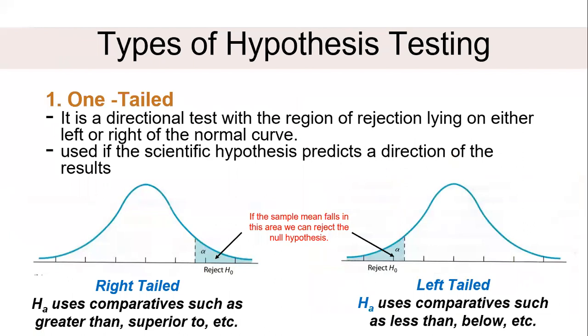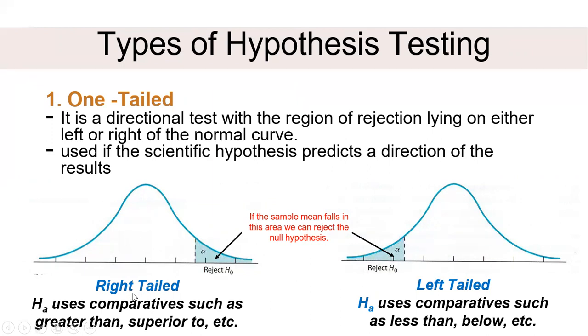Let's talk about one-tailed tests in our types of hypothesis testing. A one-tailed test is a directional test with the region of rejection lying on either the left or right of the normal curve. It is used if the scientific hypothesis predicts a direction of the result. So if the sample mean falls in this area, we can reject the null hypothesis. These shaded areas here are what we call the rejection region, and these non-shaded areas refer to your non-rejection region.